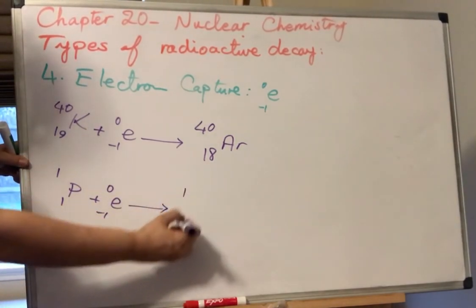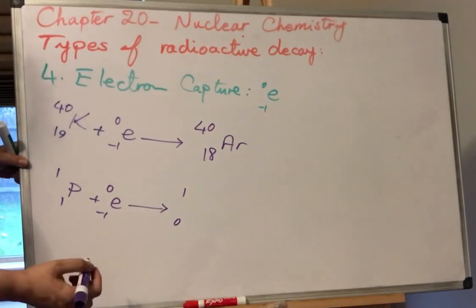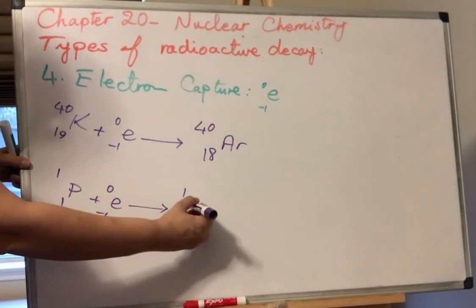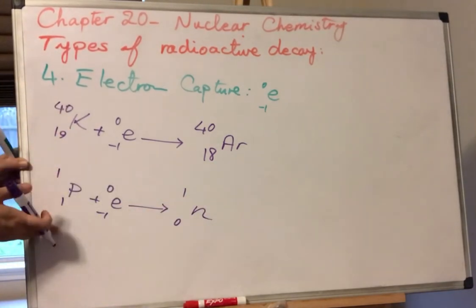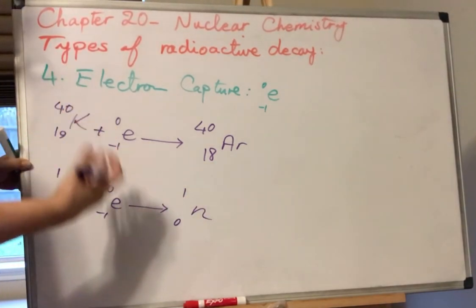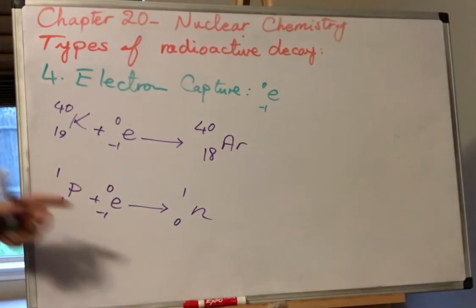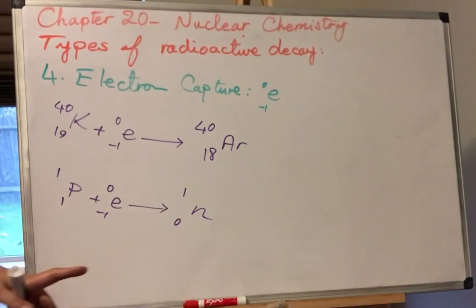Or if a proton captures an electron, it changes to 1 and 0, right? What is the particle with 1 and 0? Neutron. A proton with a positive charge added to an electron with a negative charge, they are balanced with a 0 charge.